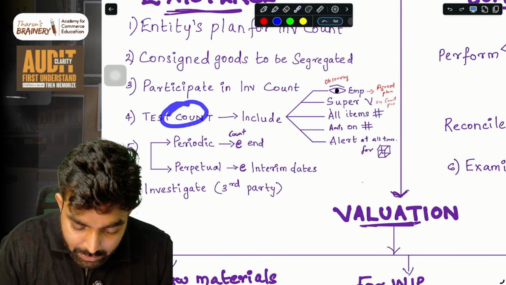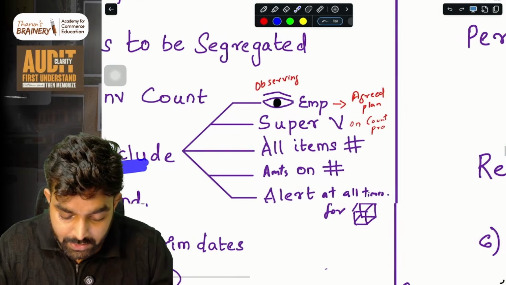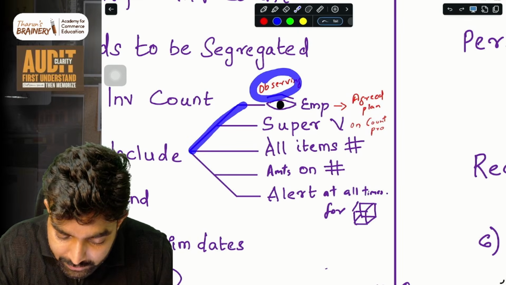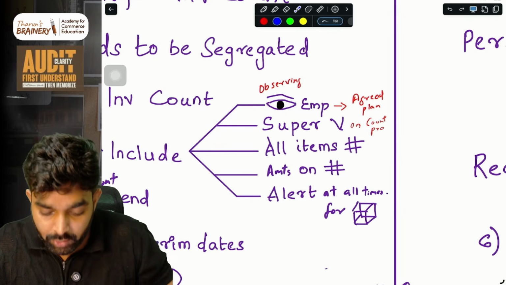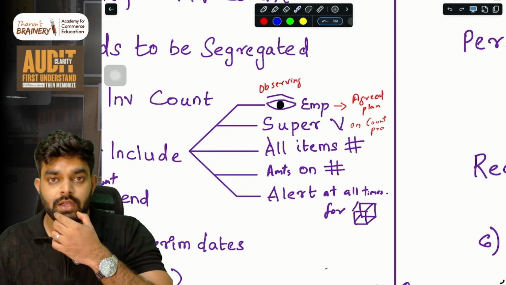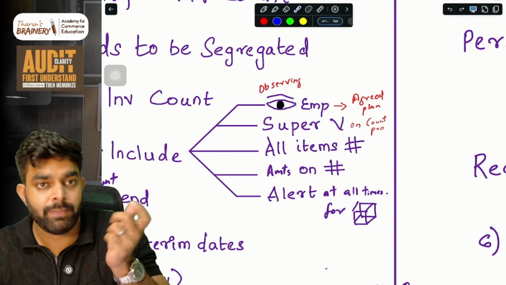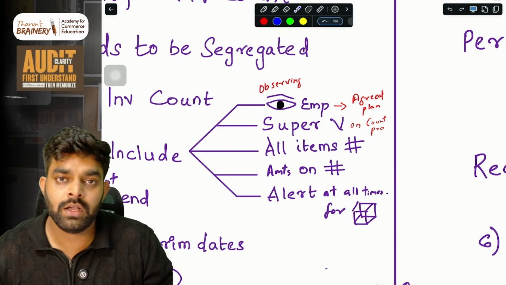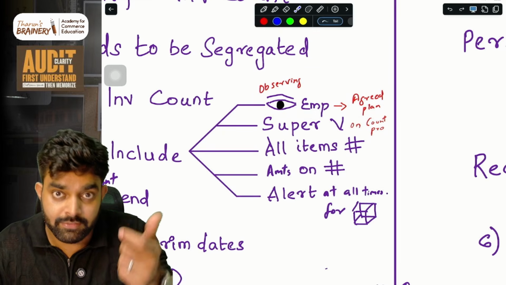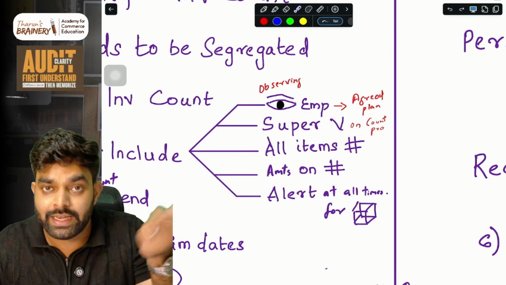You can do the test counting, and test counting includes, because they may ask us a question on this alone, that is why I'm saying, test counting includes observing. Observing the employees, whether the employees follow the agreed plan. Because for test counting, there will be a plan given to the employees for counting. Make sure that employees are following that, that is, observe whether employees are following that plan, counting in that order.